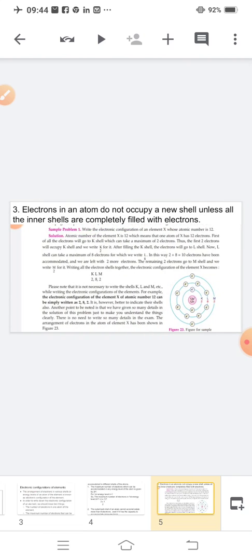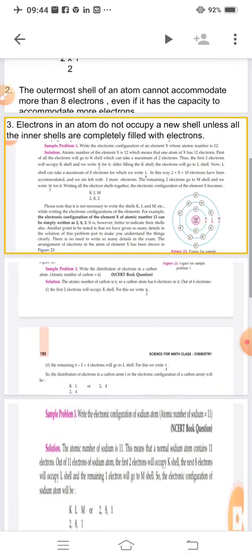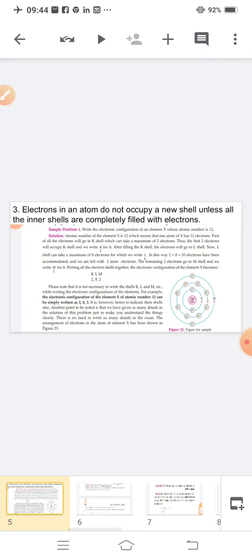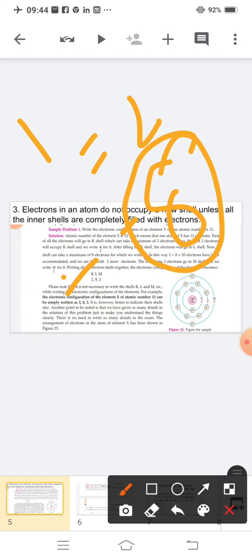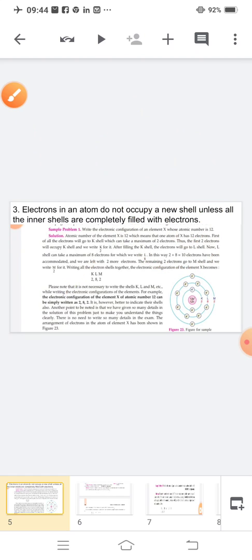Now, the third point is that electrons in an atom do not occupy a new shell unless all the inner shells are completely filled with electrons. That means when you are locating electrons, they cannot be accommodated arbitrarily. First you have to fill the first energy shell, that means 2. Then you have to locate the second, completing the full 8, then the next 8, then the next 8. Is this clear?